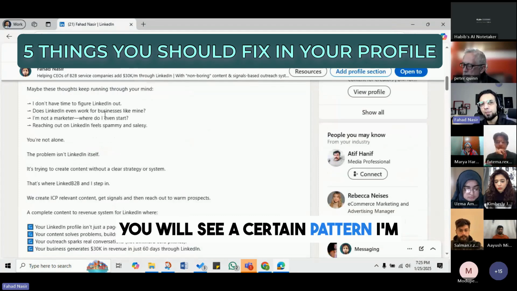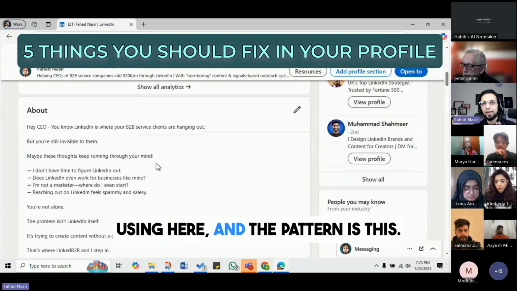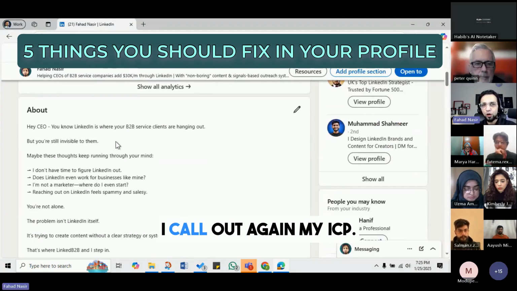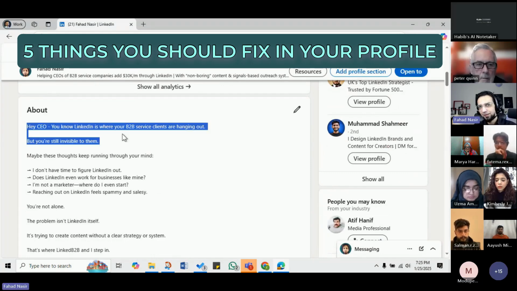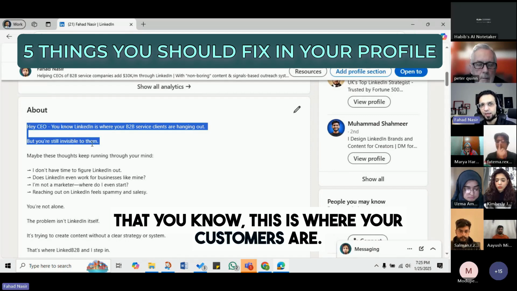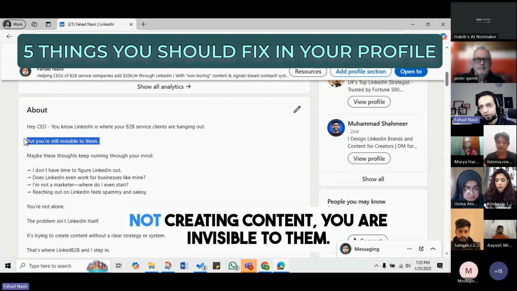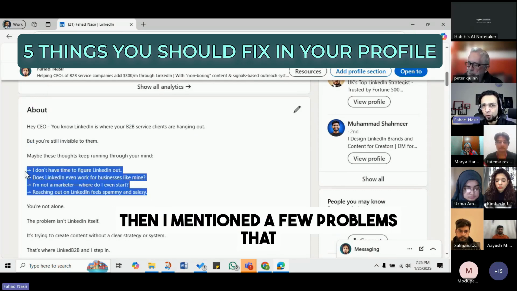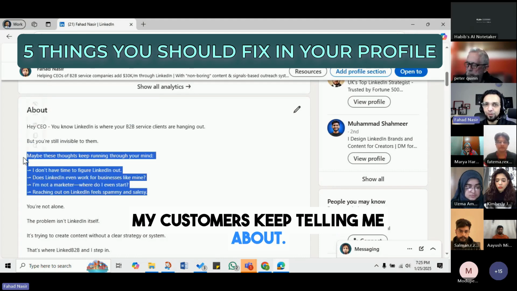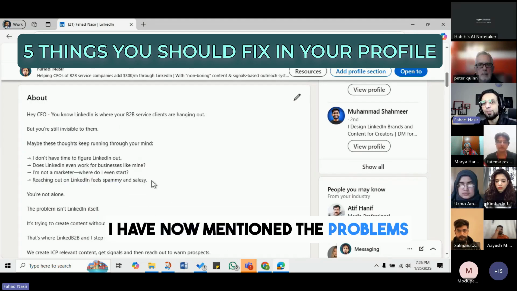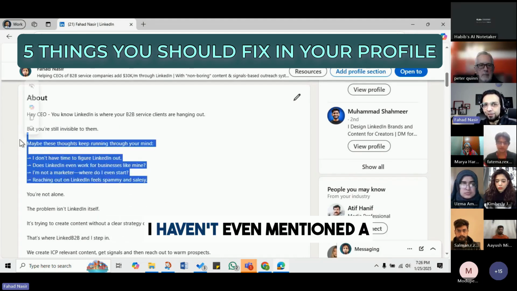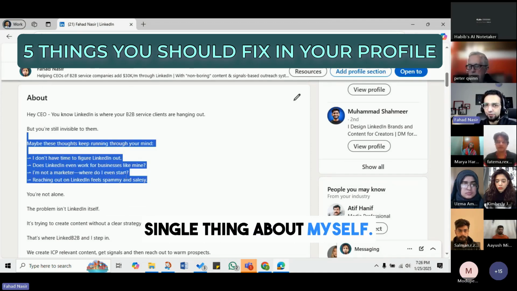You will see a certain pattern I'm using here, and the pattern is this. I call out again my ICP, that this is where your customers are and this is the problem, that if you're not creating content, you're invisible to them. Then I mention a few problems that my customers keep telling me about. I have now mentioned the problems again about my audience, right? I haven't even mentioned a single thing about myself.